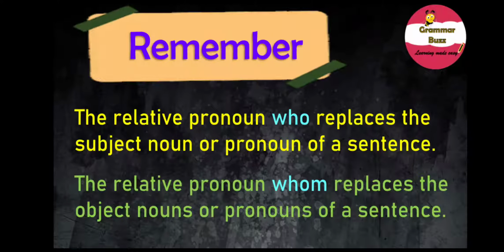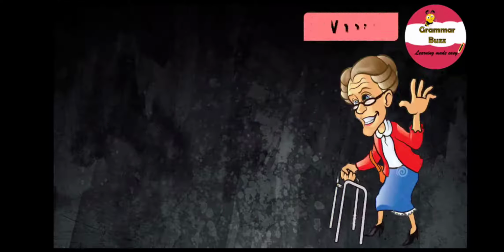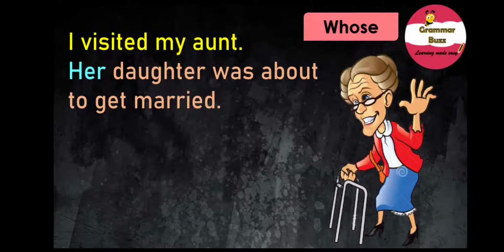So, it is time for us, yes, you're right, for the next relative pronoun in our list, and that is whose. Yes, the next relative pronoun in our discussion list is whose. And our example sentence is, I visited my aunt, her daughter was about to get married.